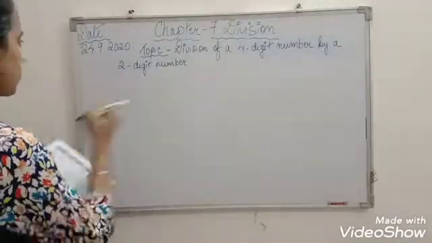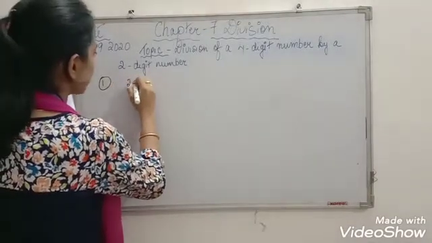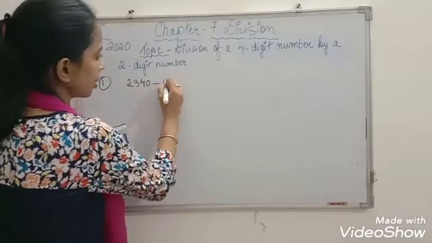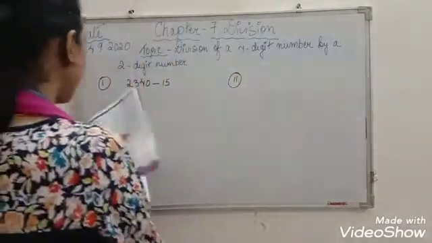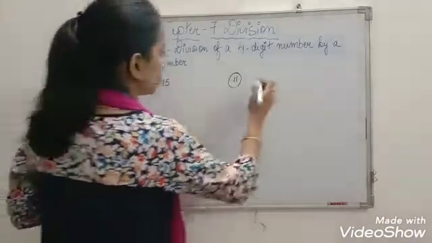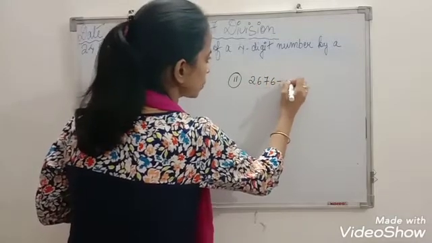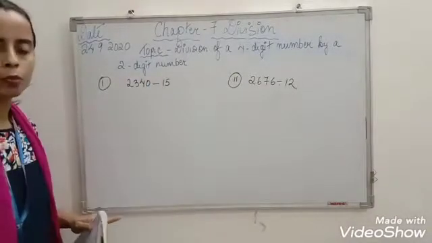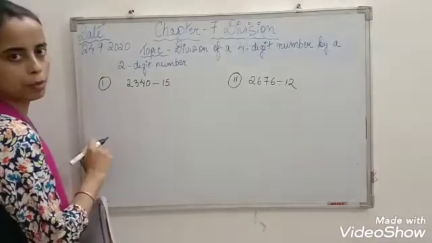So, example number 1: 2340, a 4-digit number, divided by 15. Number 2, let's take another example, that is 2676 divided by 12. So these two examples, first we will see how to do division of a 4-digit number by a 2-digit number.